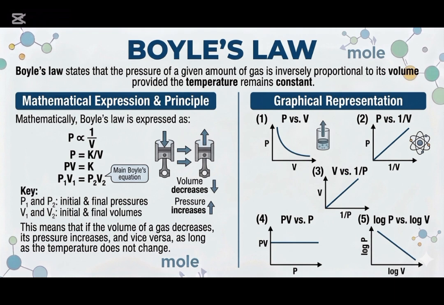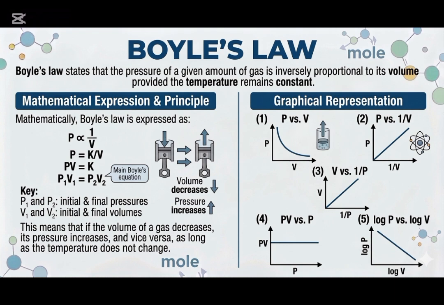Then the shape shows a straight line through the origin, just like the former one. In the fourth graph of PV versus P, from Boyle's law, PV equals K, and then the shape of the graph will be a horizontal straight line. That is, PV does not depend on P, meaning the product of P and V is constant.